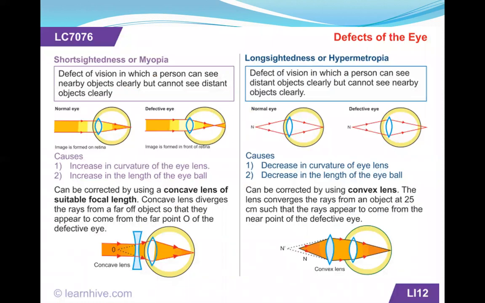This is a quick recap of both defects of vision. This is short sight, with a defective eye and a normal eye. When we place a concave lens in front of the eye lens, the image forms on the retina. In long-sightedness, when we place a convex lens in such a way that it converges all the light rays on the retina, then it can correct the long-sightedness.